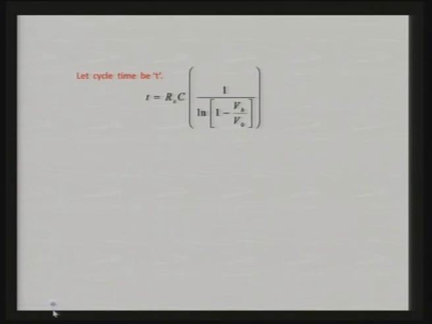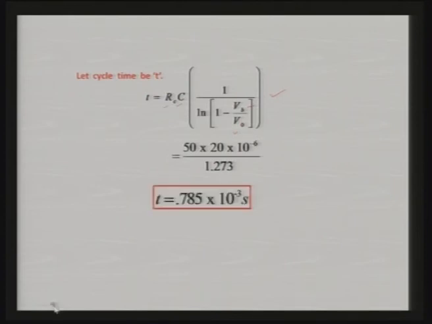Now, we are also interested in knowing what is the cycle time T. So, we already know the equation for calculation of the cycle time: T is equal to RC ln(1 / (1 − Vv/V0)). We already know the value of RC, V0 and Vv. Substitute the values to get this particular value. This comes out to be 0.785 into 10 raised to power minus 3 second. That is, this is the time required for one cycle.